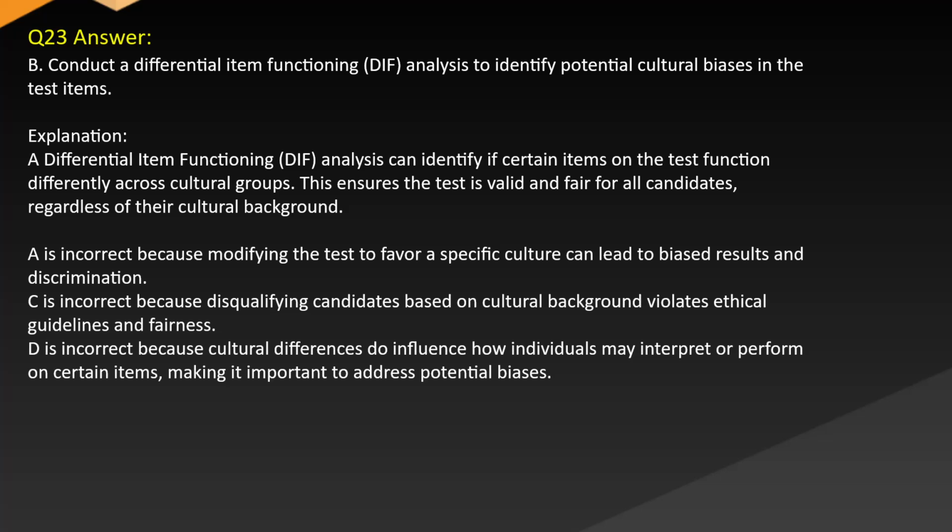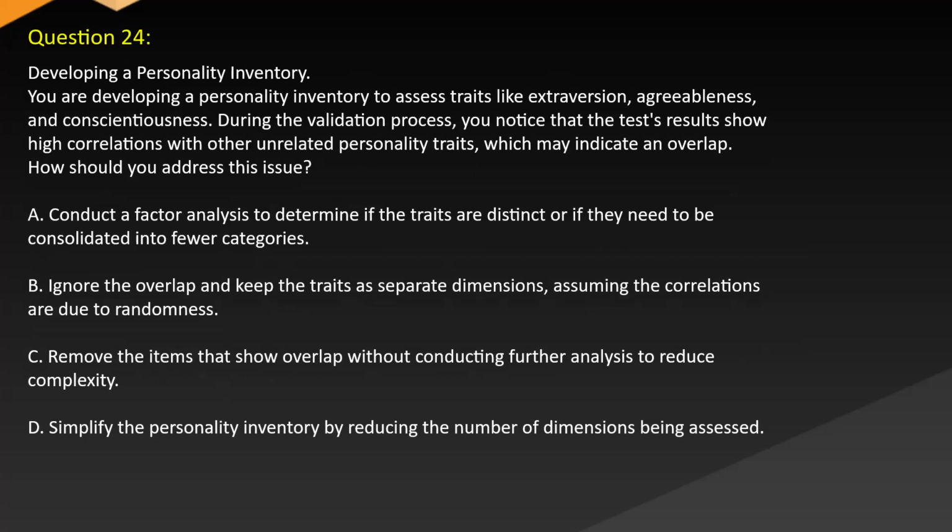Question 24. Developing a personality inventory. You are developing a personality inventory to assess traits like extroversion, agreeableness, and conscientiousness. During the validation process, you notice that the test's results show high correlations with other unrelated personality traits, which may indicate an overlap. How should you address this issue?